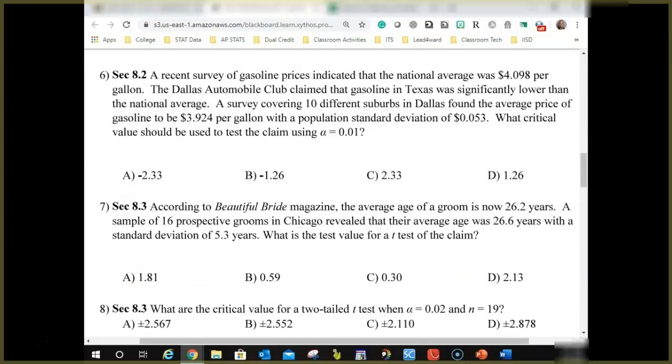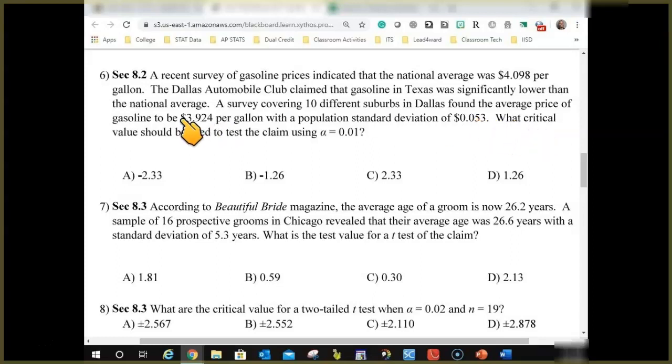Now, number 6 wants us to calculate a particular value. So let's see if we can do that. A recent survey of gasoline prices indicated the national average was $4.98 per gallon. The Dallas Automotive Club claimed that gasoline in Texas was significantly lower than the national average. A survey covering 10 different suburbs in Dallas found that the average price of gasoline was $3.29 per gallon, with the population standard deviation of $0.053. So it's like 5.3 cents.